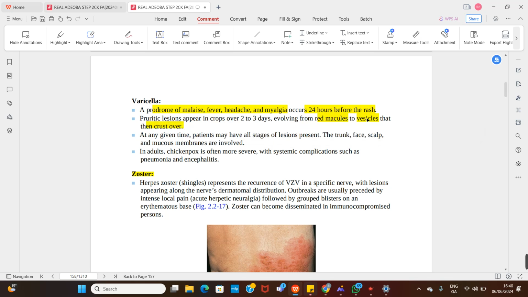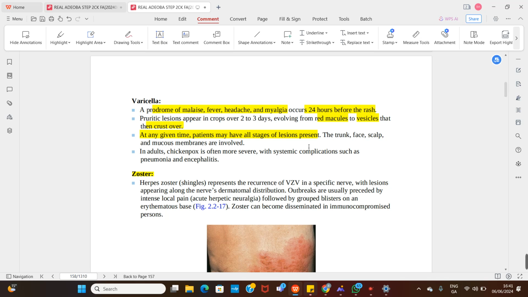But most of the time, you might catch them within this vesicular stage, which is going to be pruritic, right? Pruritic vesicles, that's what you see. And it moves out in a centrifugal pattern from the trunk to the head, to the face, the scalp, to the extremities, right? And at any given time, you will always see the rash at all stages. So you see some macules, some papules, some vesicles, some blisters. So by the time you see that being described, think about chickenpox.